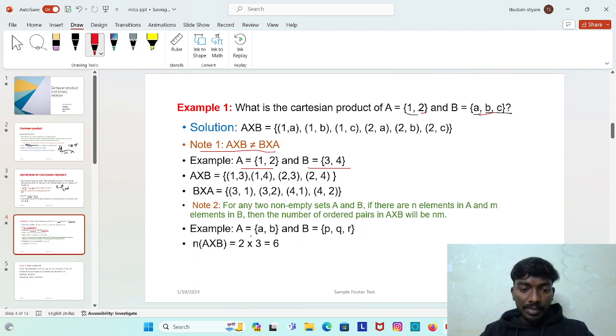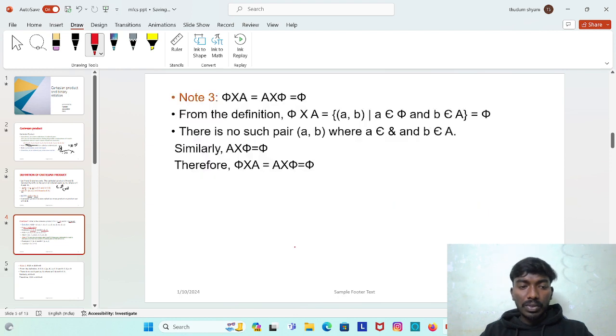Here we have taken an example for set A and set B, where set A contains a and b, and set B contains p, q, r. If you want to know the number of ordered pairs in the cross product of A and B, without doing the cross product, we can also find the number of ordered pairs. This is the formula: n(A) into n(B), the number of elements in A times the number of elements in B. So 2 into 3 is equal to 6.